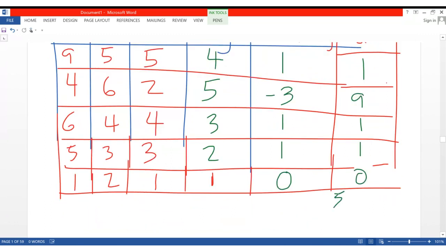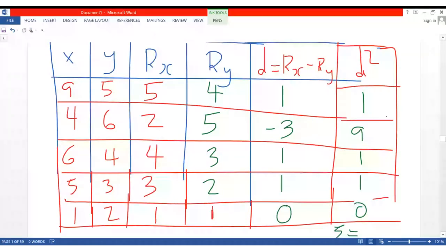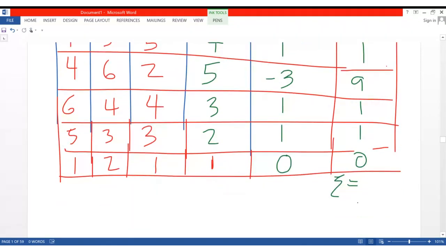According to the formula, I'll show you the formula in a short while. So 9 plus 1, 10. 10 plus 2. So you're getting the summation. You just add the values in the column. So you're getting 12.